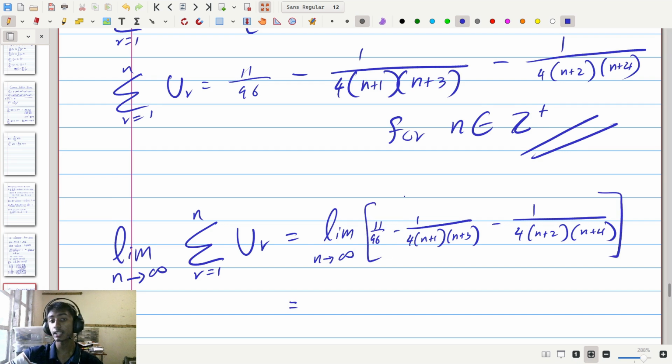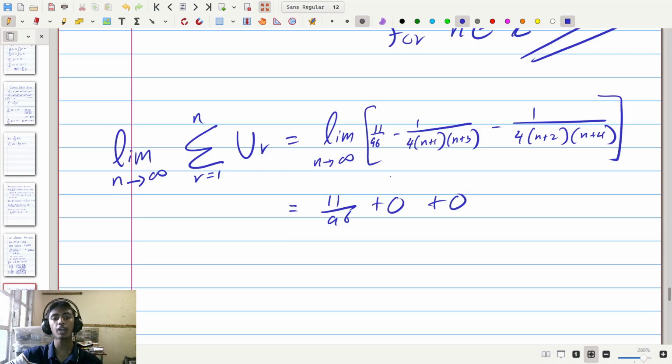Now, considering this limit that we have to evaluate here, this first bit is a constant term. Therefore, when you take the limit, nothing happens. It's just 11 over 96. As for this bit, we have 1 divided by 4(n plus 1)(n plus 3). We have a lot of stuff of n on the denominator, nothing on the numerator. Therefore, the denominator is going to go to infinity as n goes to infinity. So we have 1 divided by infinity, which is 0, so plus 0. The second term here, which contains n on the denominator, is the exact same thing. If we consider taking n to infinity here, the denominator goes to infinity, the numerator stays the same, so we have another plus 0. Therefore, the sum to infinity is 11 divided by 96.